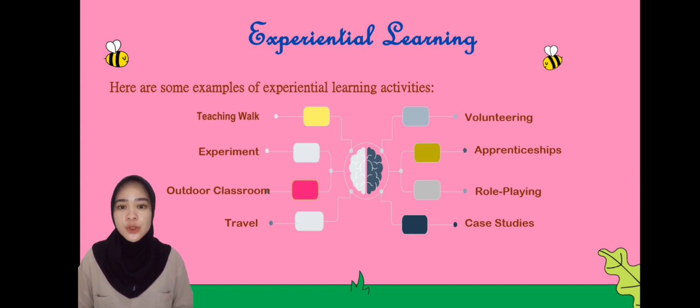Role-playing can be used to provide learners with an active role in the learning. This approach can help learners to develop their language skills in a more natural and meaningful way. And so the last is case studies. Case studies can be used to provide learners with real-world examples of how to apply their knowledge and skills. This approach can help learners to develop their critical thinking and problem-solving skills.